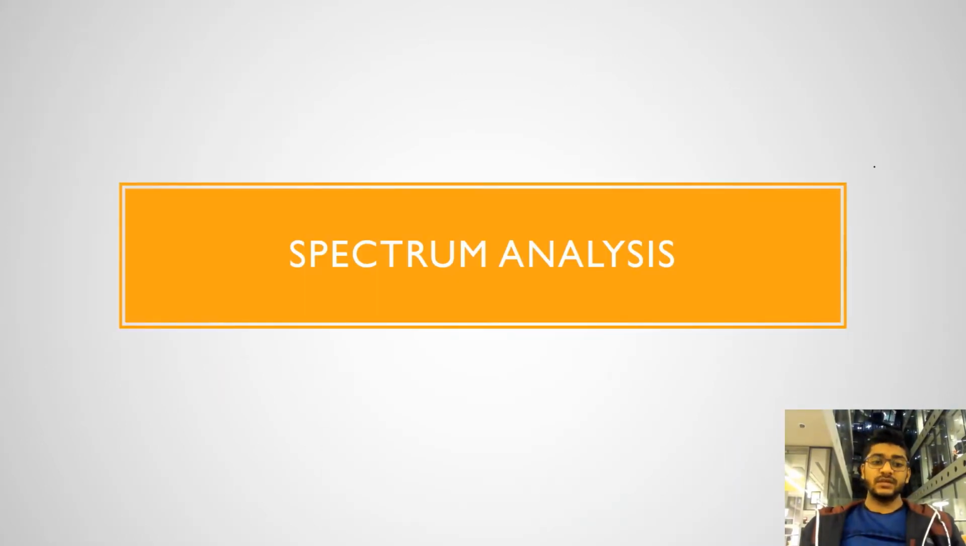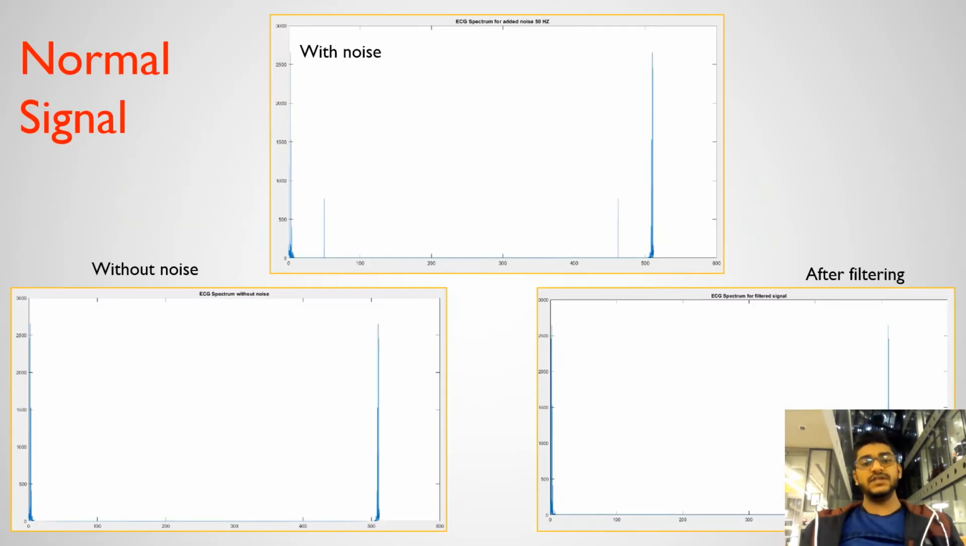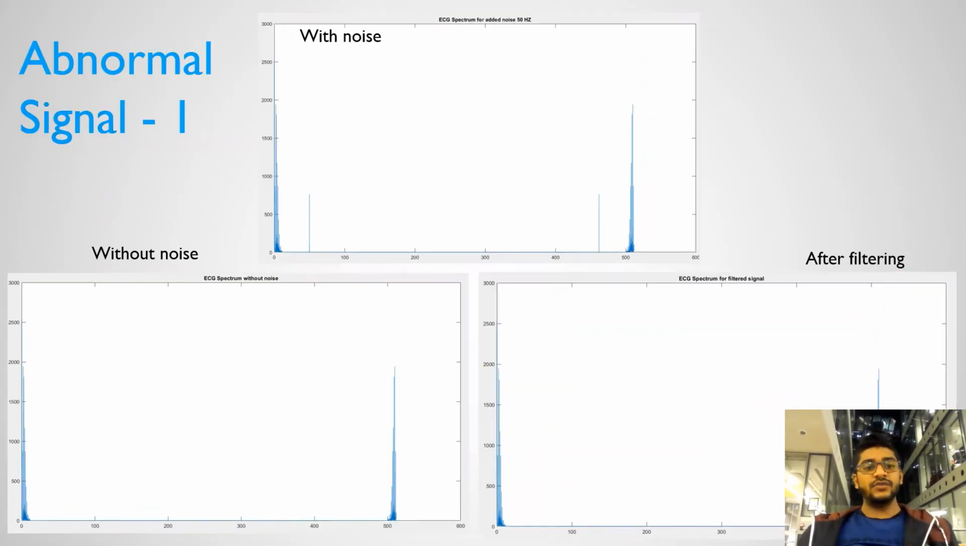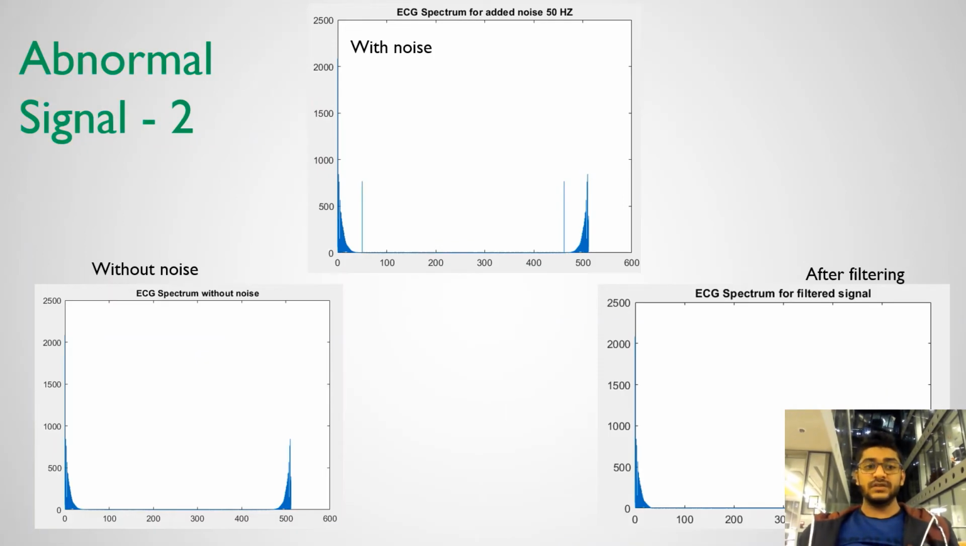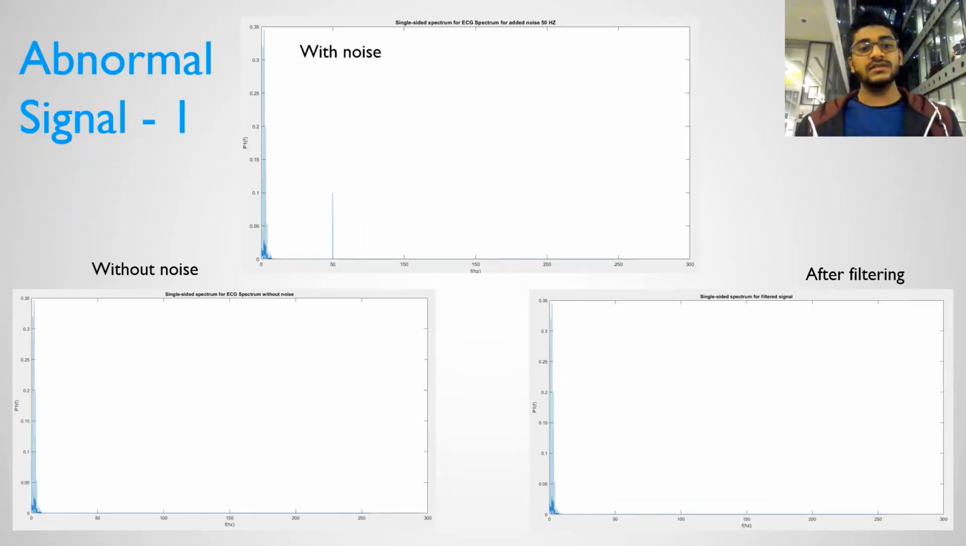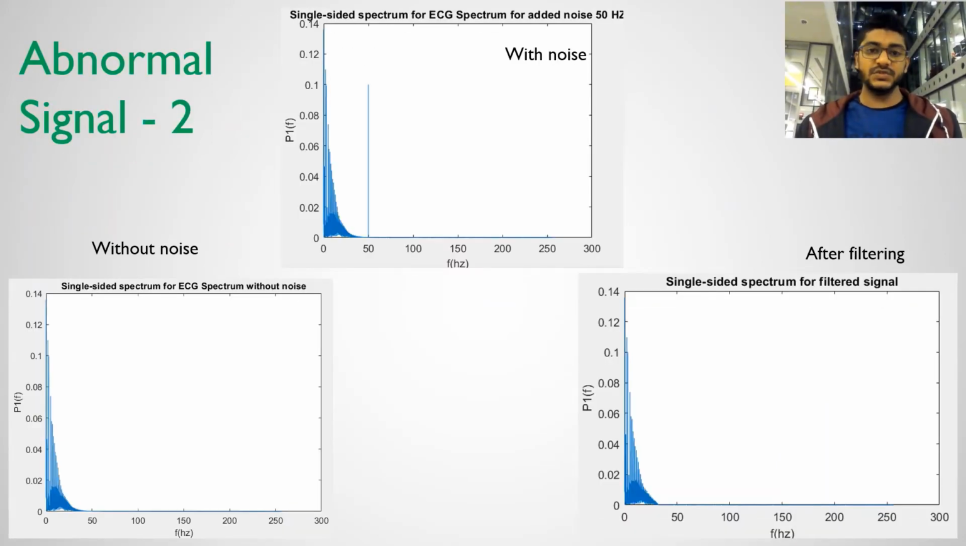To analyze the spectral components of our signal, we calculated the FT for each of the 3 signals, and it was observed that the signal before noise input and after filtering were the same, and the signal with noise has a peak of 50 Hz. For abnormal signal 1 and 2, similar cases are observed, and to avoid the possibility of peak amplitudes being present at both positive and negative frequencies, we only calculated the first half, and still we observe the same results. Abnormal signal 1 and abnormal signal 2.